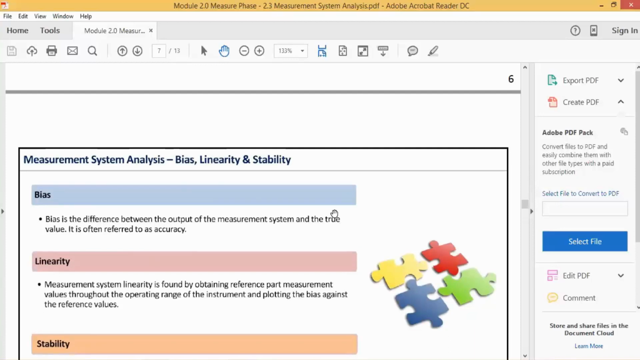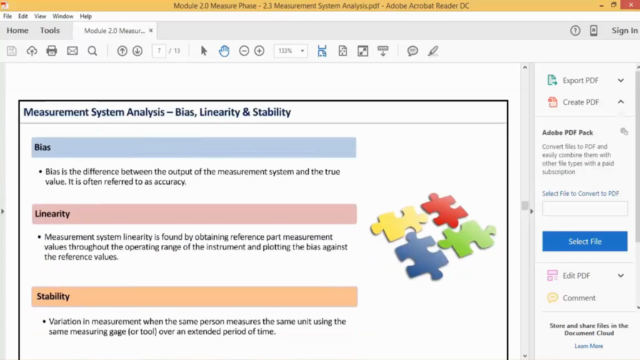The true value is the measurement given by the standard, whatever standard is applicable, or whatever is given by the process owner, or by the customer. The measured value is the actual measurement which we do. If there is a difference between it and the value given by the customer, that is called the bias. Bias is the difference. Linearity you do not use much, bias is used much.